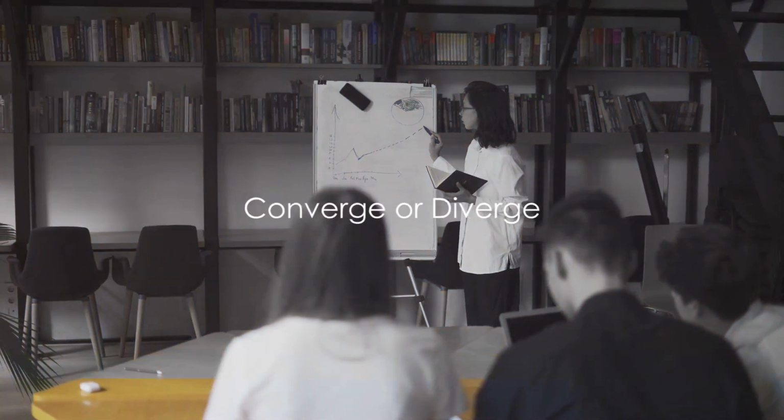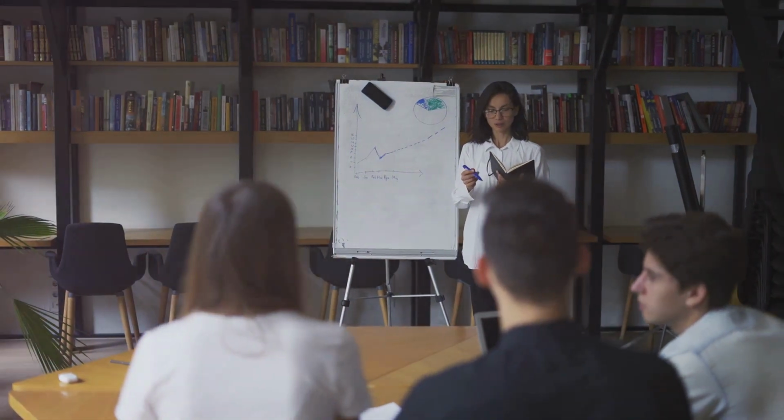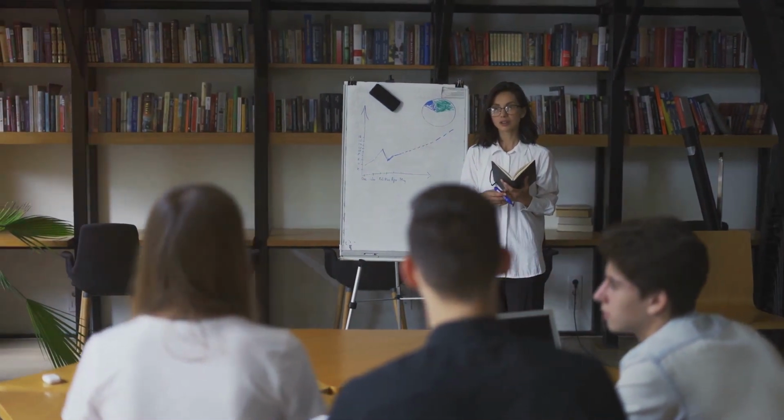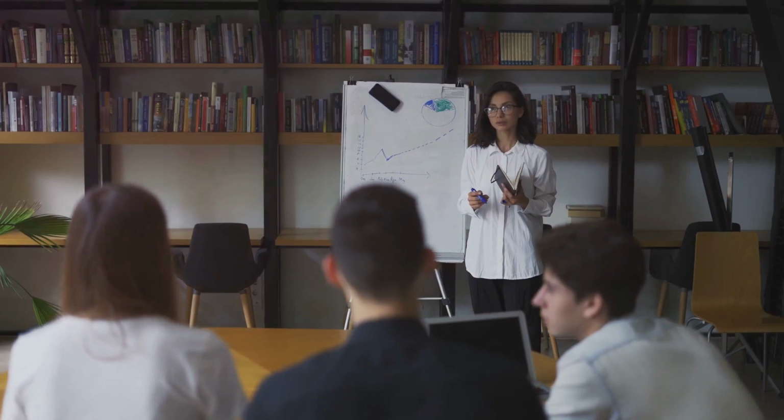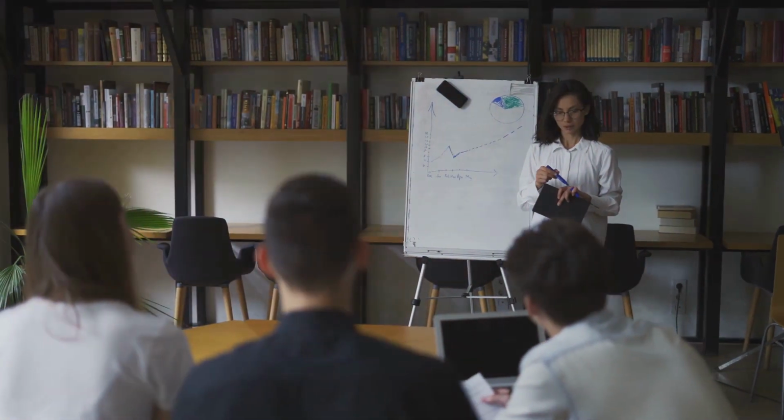The converge or diverge technique is another method you can use when writing a literature review. Now, what does this mean exactly? Simply put, it involves identifying where your sources agree, which is convergence, or where they disagree, which is divergence.